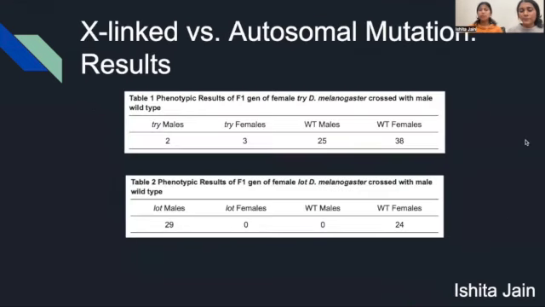So here are results from that cross that Rajika was talking about. As you can see, for the tri mutation, we had mostly wild type males and females, which suggests an autosomal mode of inheritance for the tri mutation. However, you can see that there were two tri mutated males and three tri mutated females, and this might be because we waited between 6 and 7 hours instead of less than 6 hours before we took out the female virgin flies.